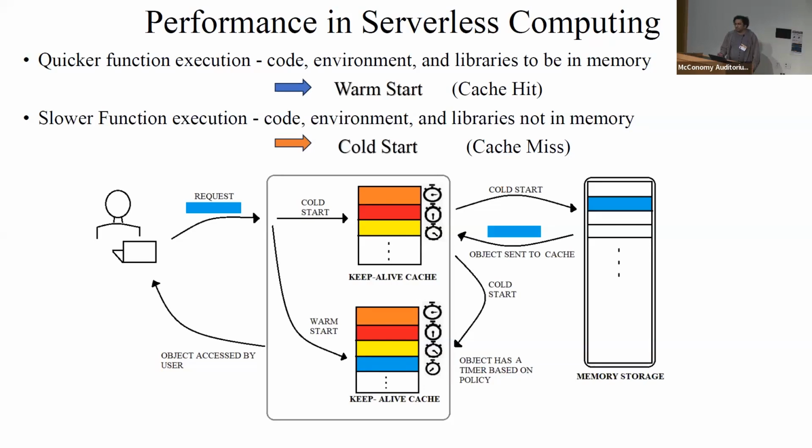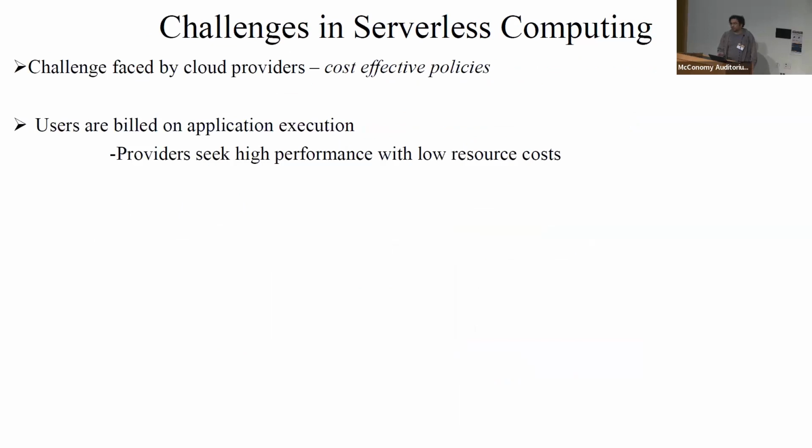So one thing you notice here is that in order to get the best performance, the most simple thing you can do is have the code, environment, and libraries be in memory at all times, but this will be highly expensive. So one of the primary challenges for the cloud provider is to design cost-effective policies. And this is more challenging as the users are billed for the usage of resources. So the main objective of the cloud provider is to have high performance with low resource costs.